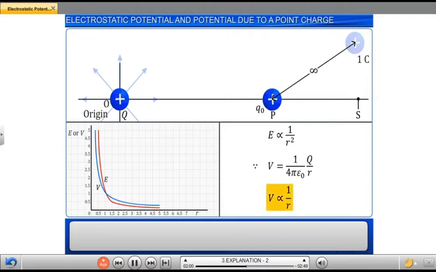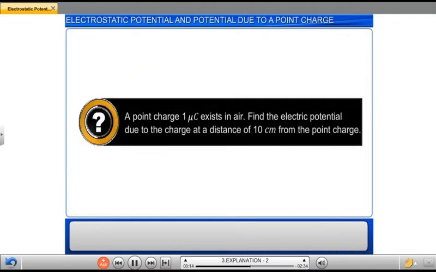The electric potential V at a point in the electric field can be positive or negative. This can be understood from the following solved examples. A point charge of 1 microcoulomb exists in air. Find the electric potential due to the charge at a distance of 10 centimeters from the point charge.